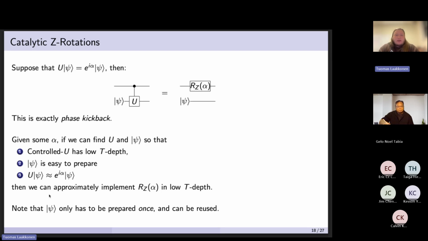And the important and useful part about this is that when you do this catalysis procedure with the phase kickback, you don't use up this psi state. You get to keep it, and so you can reuse it. And if you want to apply many small angle rotations, which often you do, especially in the Hamiltonian simulation example, then you can reuse it many times, and you only have to pay the cost of preparing it once. And so as long as it's at least moderately easy to prepare, then that's not so bad.